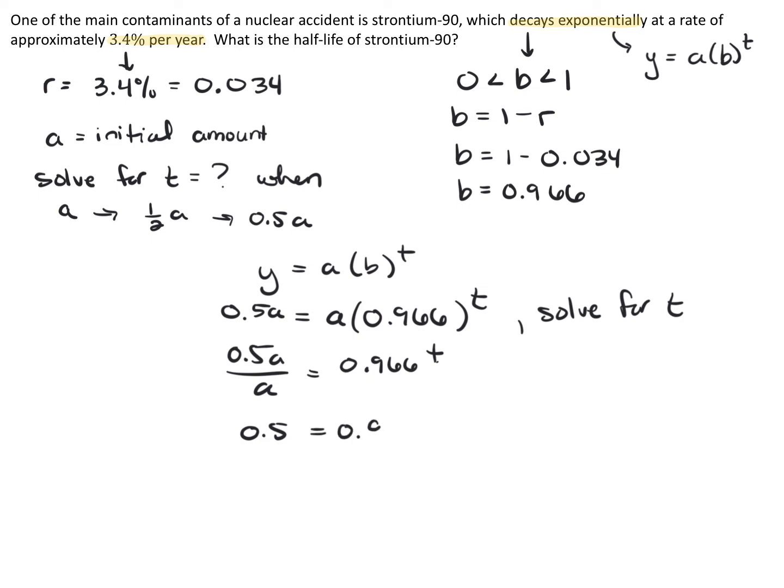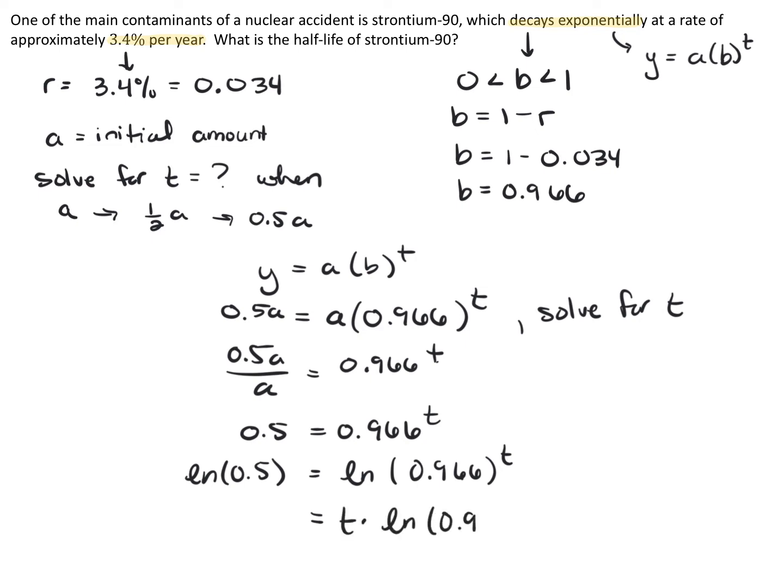And now I've got this exponential function on the right, so we can go ahead and take the log or the natural log. So I'm going to take the natural log of both sides of the equation. And we know that anytime we take the natural log, we can apply the power rule. So that's going to bring that exponent down to the front on the right-hand side of the equation. And then now I'm just going to divide both sides by the natural log of 0.966.